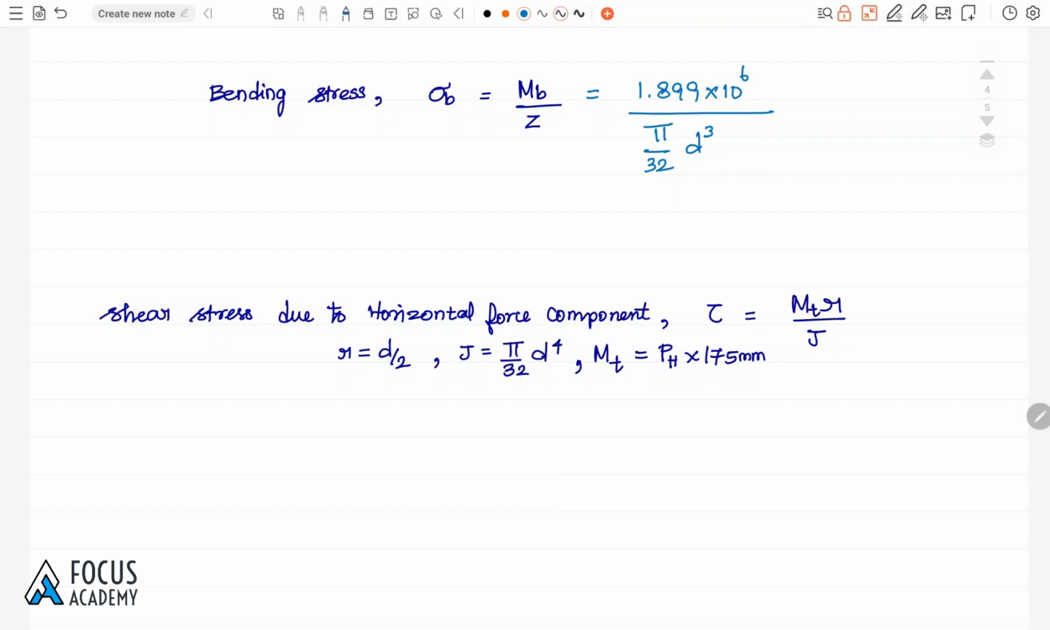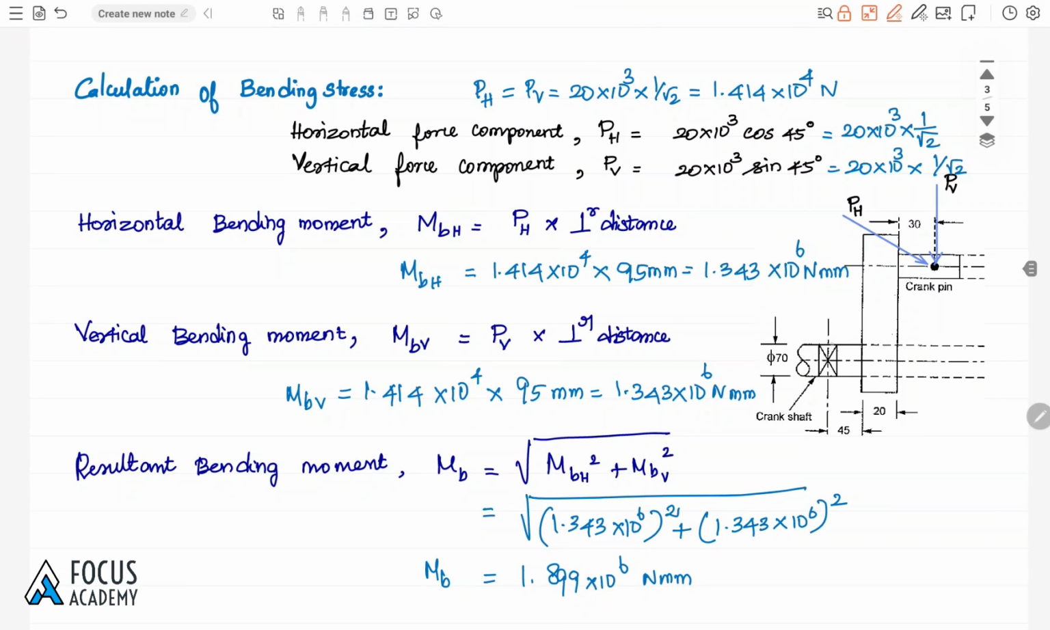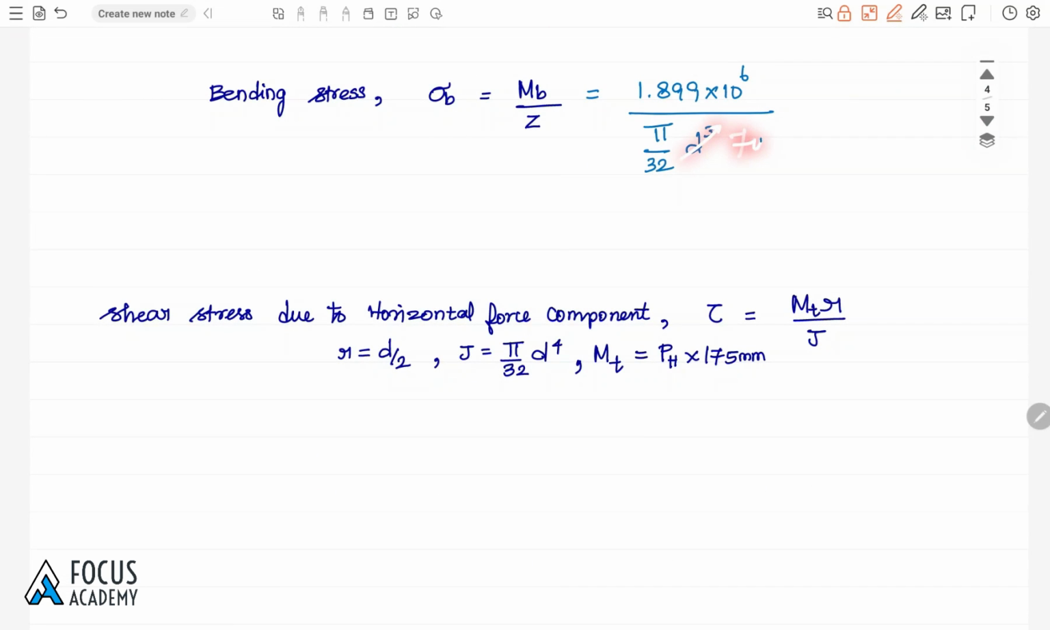D is nothing but the diameter at which the bending moment is acting. So here the bending moment is acting at the crankshaft bearing, which has a diameter of 70 mm. So the diameter D is equal to 70 mm. By substituting that, 1.899 into 10 power 6 divided by pi by 32 into 70 cube. So pi by 32 d cube is nothing but the section modulus Z formula for a circular cross section. So by calculating that, our stress value will be 56.4 Newton per mm square.